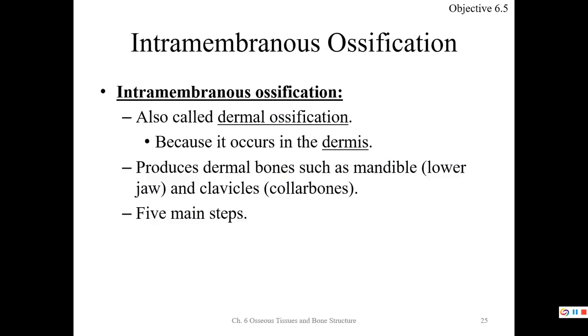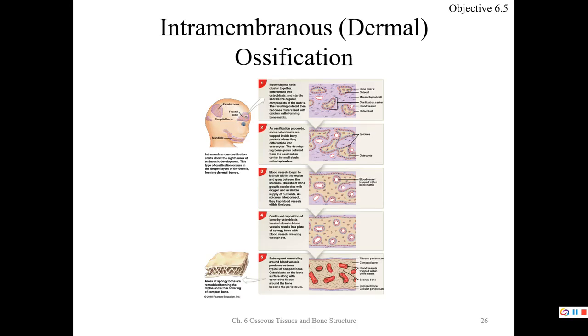Now, what I want to do is talk about intramembranous ossification. This is dermal ossification. It occurs in the dermis. This makes your dermal bones like your mandible and your clavicles, the lower jaw and your collarbones. There are 5 steps that I do show. Basically, mesenchyme will have islands of bone tissue that form. They will grow and fuse together into a mass called dermal ossification. So that's going to make your skull, the jaw, the clavicle and things like that, okay?